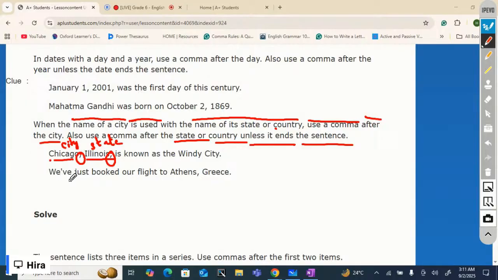Now let's read this one. We've just booked our flight to Athens, Greece. Now Athens is the name of the city and Greece is the name of the country. Here the sentence ends, so no comma after the country. So use a comma after state or country unless it ends the sentence. It ends the sentence here, so no comma here. But it does not end the sentence in the previous one, so we will use a comma after the name of the state as well.